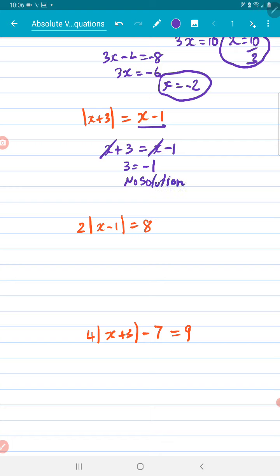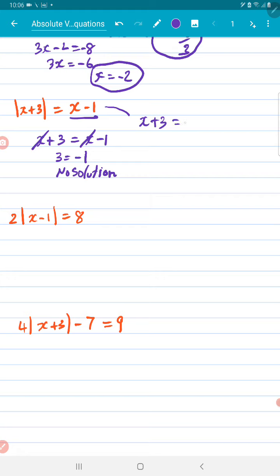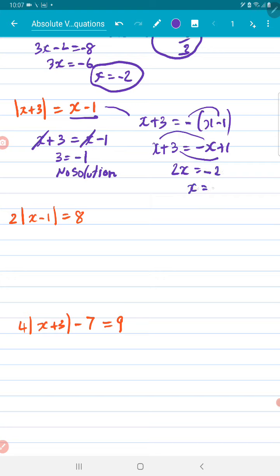And that happens sometimes. In the negative case, your x plus 3 could equal the negative case of x minus 1. Like that, we put a negative sign in front. So x plus 3 equals negative x plus 1. So let's try that. Bring your x across, you'll get 2x. Bring your 3 across, you'll get 1 minus 3, which is minus 2. So x here equals negative 2 on 2, which is negative 1. So there's only one solution to that.